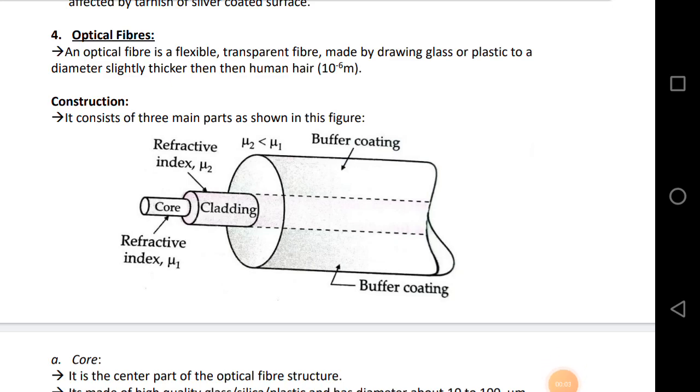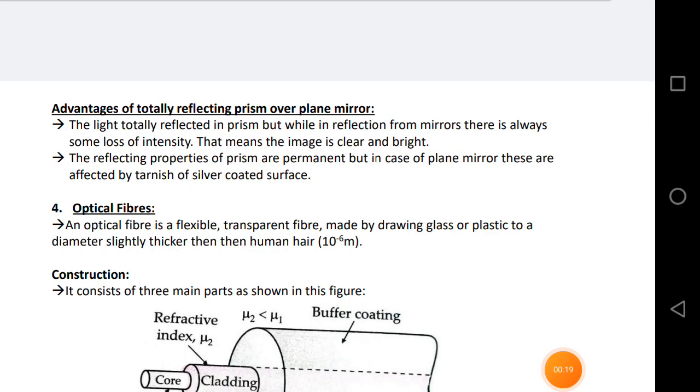In this video tutorial, I am going to tell you about optical fiber. So optical fiber is a flexible, transparent fiber made by drawing glass or plastic to a diameter slightly thicker than the human hair. So drawing is a mechanical operation.